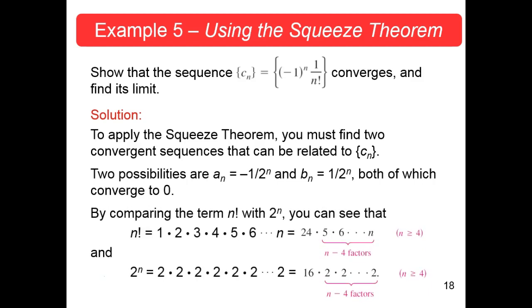By comparing the n factorial term with the 2 to the nth term, so let's do this. Here's n factorial is 1 times 2 times 3 times 4 times 5 times 6 times 7 all the way up to n. Okay? And 2 to the nth is 2 times 2 times 2 times 2 times 2 times 2 times 2. Okay? Now, down here, 1 over 2 to the n is less than 1 over n factorial for this one and that one, okay?